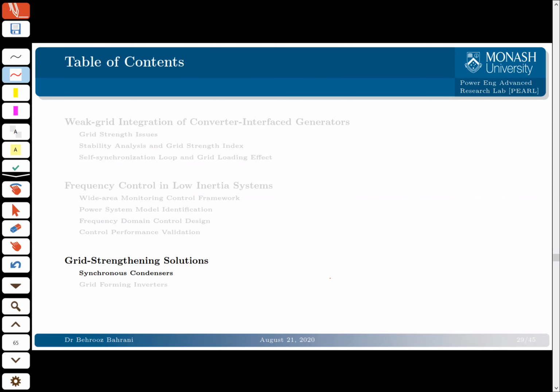Okay, so after looking at this frequency control using batteries, which is, after all, another type of grid forming asset in the network, which is trying to help you to control the frequency of the system in order to help other assets in the network to operate stably.